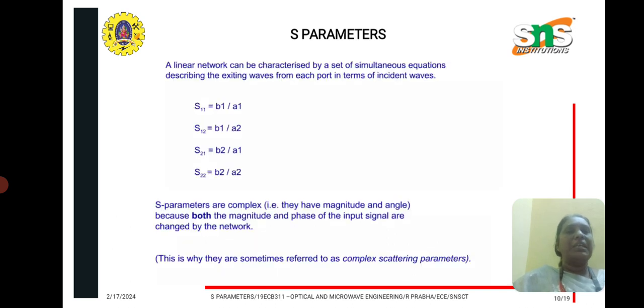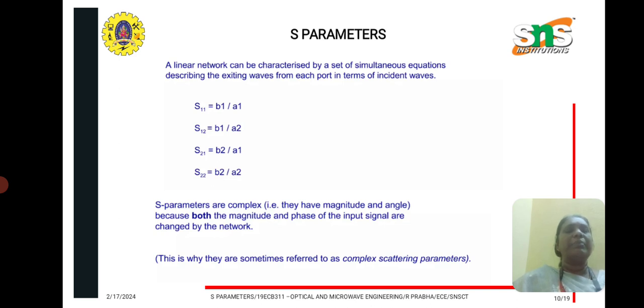So finally, we can conclude a linear network can be characterized by a set of simultaneous equations describing the existing waves from each port in terms of the incident waves. S11 is B1 by A1, S12 is B1 by A2, S21 is B2 by A1, and S22 is B2 by A2. So you can see all the numerator constants are the reflected wave constants B1 and B2, and the denominator constants are the incident wave constants.